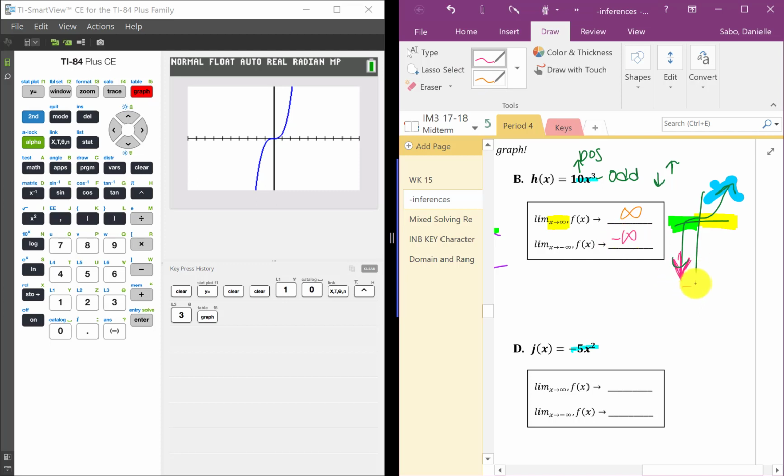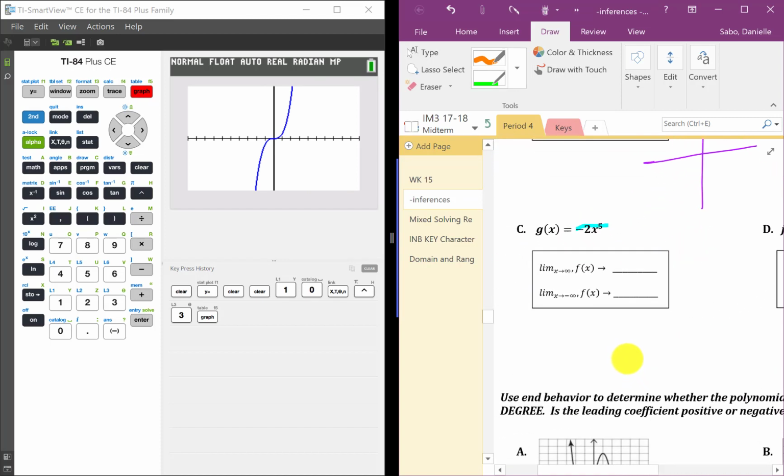It's going down to negative infinity. And again, a lot of people like to write out this to help you out, because it does. As x is going to positive infinity in yellow, the function, however, in blue is going up. And then as x is going to negative infinity in green, the function in pink is going down to negative infinity. So here, let's go to the next one.